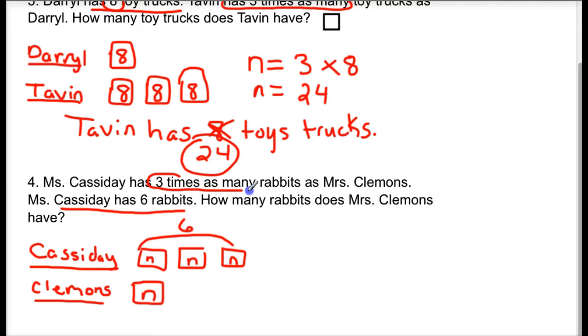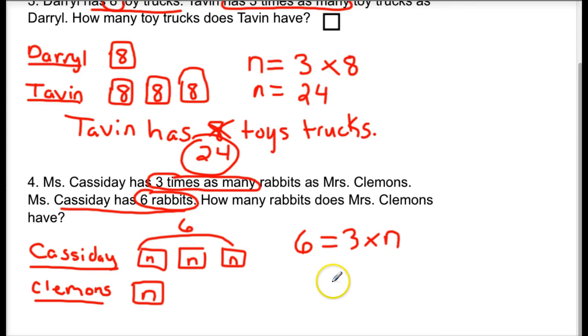Since we know this part for Miss Cassidy, we can represent the 3 times as many. And we also know that this 3 times as many is equivalent to 6. So this part from Miss Cassidy is going to equal 6. Now we have to figure out what our equation is going to be. Since we know that Miss Cassidy has 6 rabbits, and that is 3 times the amount that Mrs. Clemens has, and we just don't know Mrs. Clemens' part yet, this is what our equation would look like: 6 equals 3 times n, or 6 is 3 times as many as n. This is what this statement is saying.